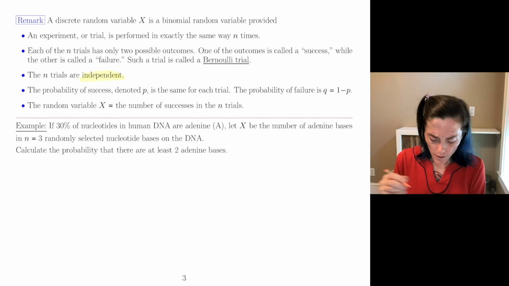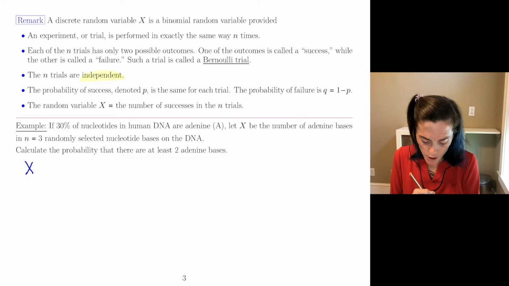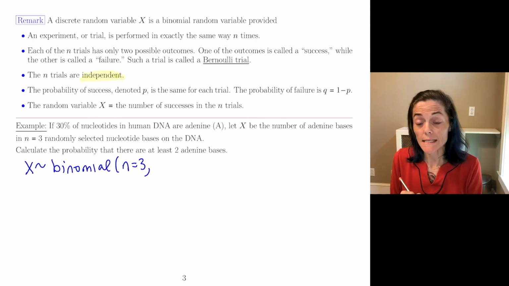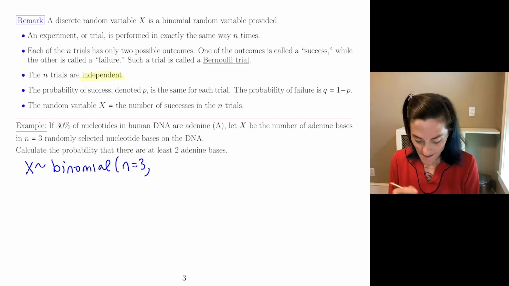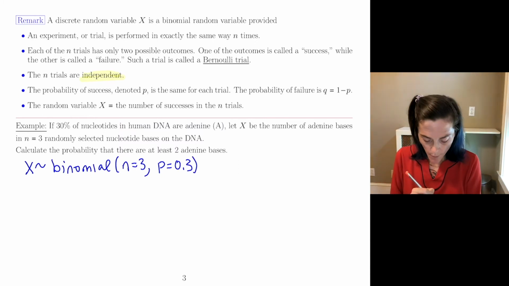Okay, first of all, you'll notice that X is distributed as binomial, where we have n equals 3. Maybe I'll write that, n equals 3. And the success here is that we get an adenine, and then failure would be we get anything else. So p equals 0.3. What we want is the probability that capital X is greater than or equal to 2.